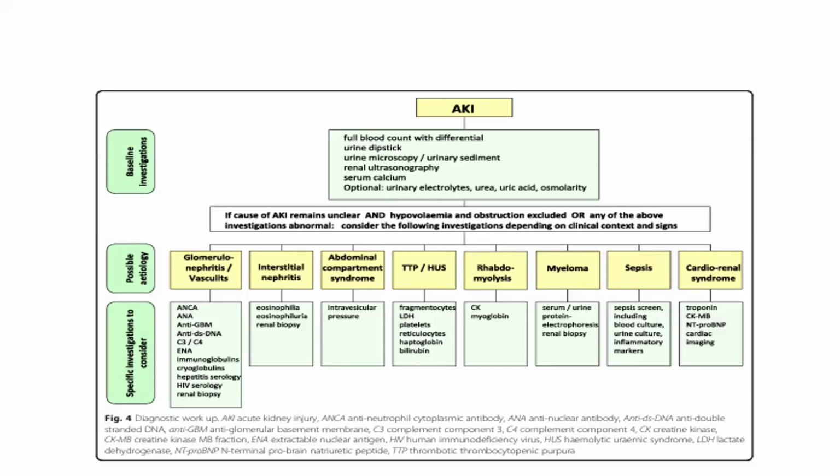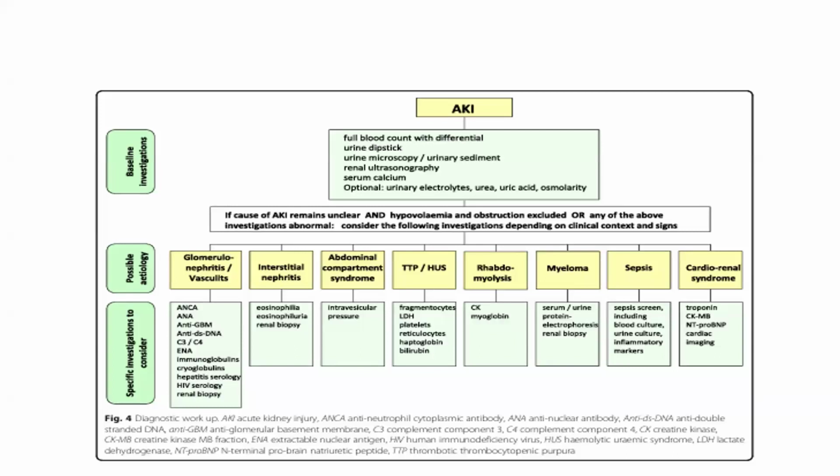If we are suspecting an etiology like glomerulonephritis and vasculitis, then we can order other investigations like ANCA, ANA, anti-GBM, anti-dsDNA, C3, C4, immunoglobulins, cryoglobulin, hepatitis serology, HIV serology, and renal biopsy. If we are suspecting etiologies like interstitial nephritis, then other investigations that we can order are eosinophilia, eosinophiluria, and renal biopsy. If the clinical picture is suggestive of abdominal compartment syndrome, then we can measure intra-abdominal pressure.